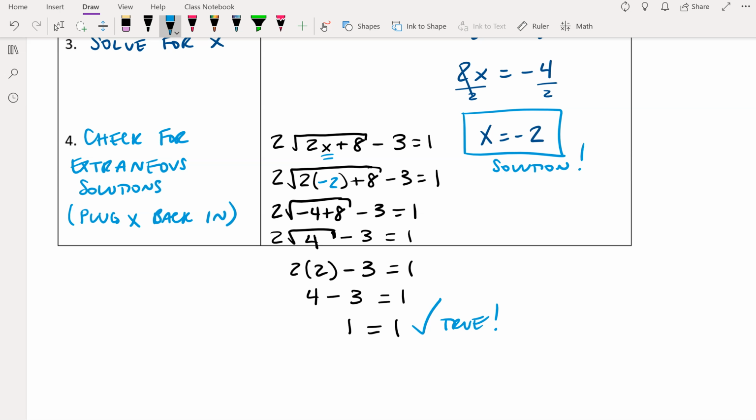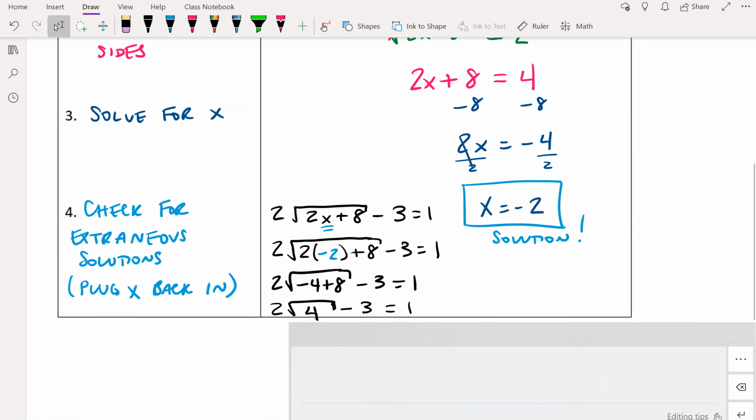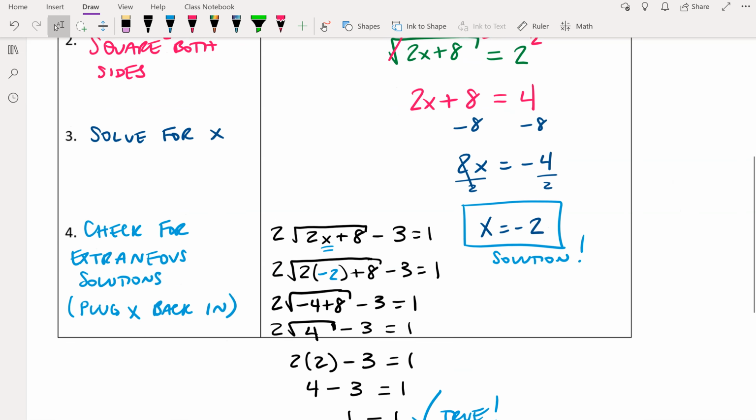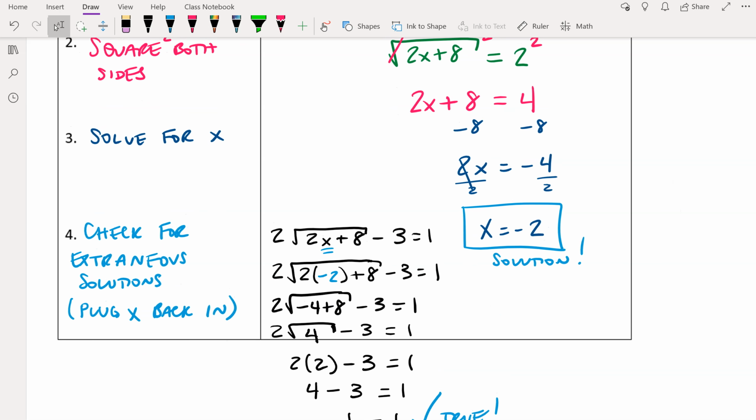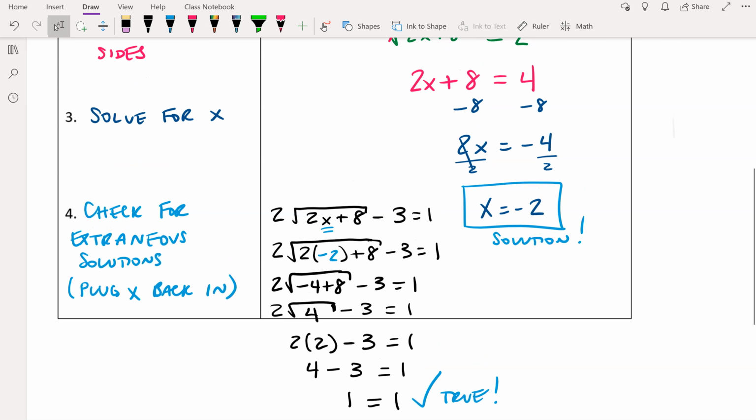Now, an extraneous solution is something that, if we plug it in, we don't get a true statement after simplifying. We'll see that next class. But for now, we're working with real solutions. You still need to do this extra step of checking for extraneous solutions anytime you have a radical.